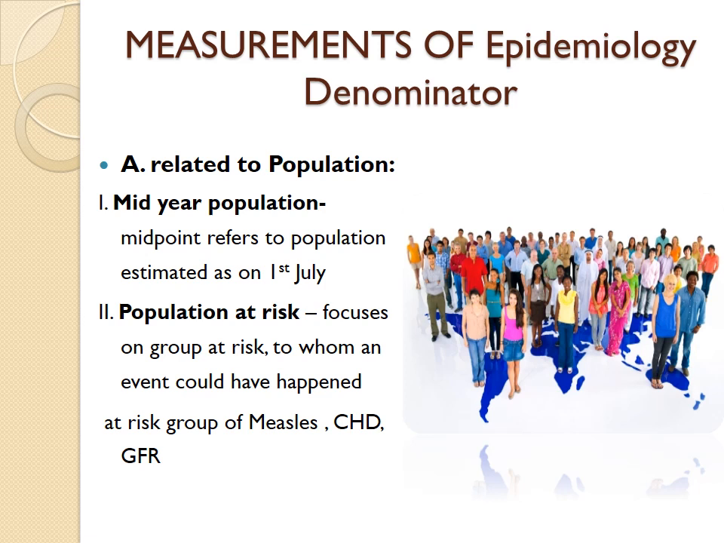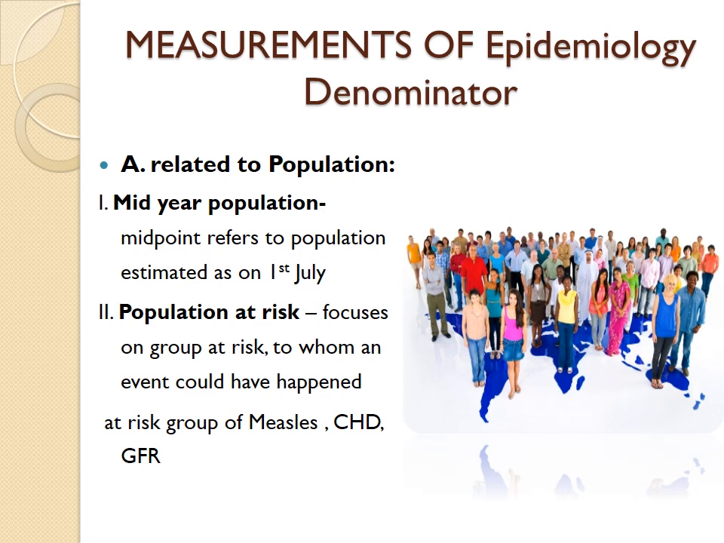So what is a denominator? The denominator may be related to the population, or the denominator may be related to the total events. The population can be of different types. Number one is the median population. Why is the median population needed? Because the population size changes daily due to births, deaths and migration. So the median population is commonly chosen as a denominator, and the midpoint refers to the population estimated as on 1st July of each year.